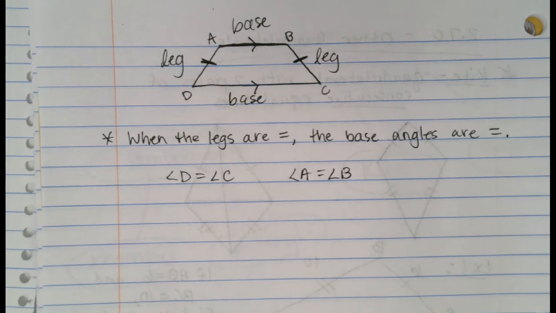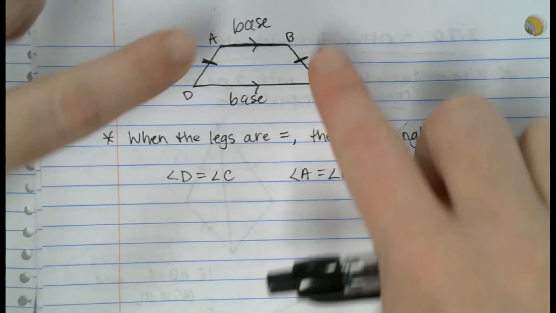Okay, so I just want you to see this. When you've got this trapezoid, the top two angles are going to be equal and the bottom two angles are going to be equal.